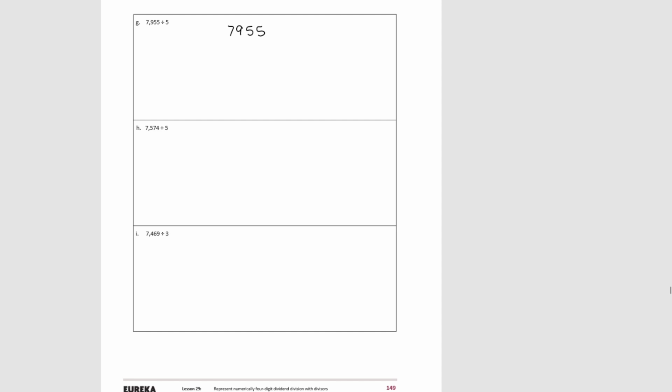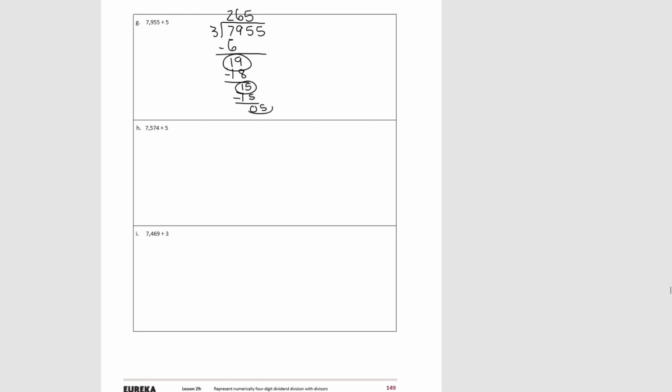7,955 divided by 3. Starting with the thousands place, we can put 2 in each group and use 6 thousands. We have 1 left. We'll decompose it into 10 hundreds, add it to the 9 hundreds that are already there. 3 times 6 is 18, so we can put 6 in each group. That will leave us with 100. We'll decompose it into 10 tens and add to the 5 tens that are already there.